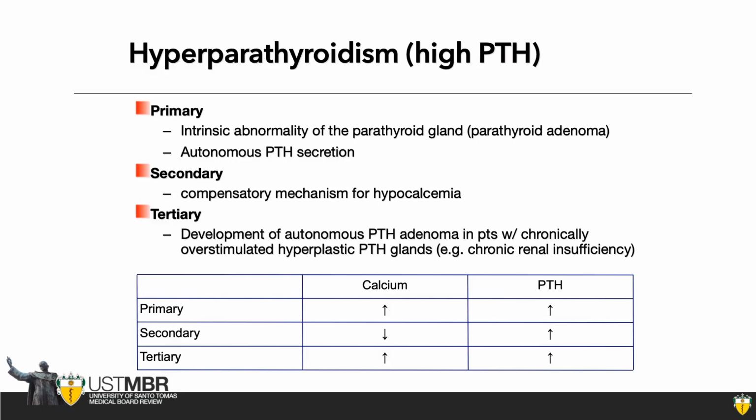Tertiary hyperparathyroidism is an autonomous PTH adenoma or hyperplasia that comes from secondary because of constant stimulation due to low calcium. PTH constantly stimulated. With time, they become autonomous. And then this is what we call tertiary. Okay? So in primary hyperpara, calcium is elevated, because there's a problem with the parathyroid. Same thing with tertiary. In secondary, the PTH went up due to low calcium.